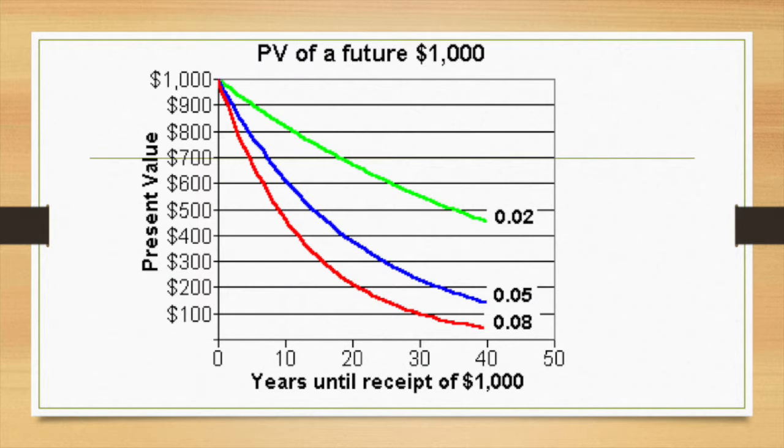Seen in this graph is the complete opposite of the graph shown previously regarding future values. As interest rates increase, our present value decreases. For example, at an 8% interest rate, if you had $1,000 investment return, it would have taken you 40 years to count back to your original investment of approximately $50.